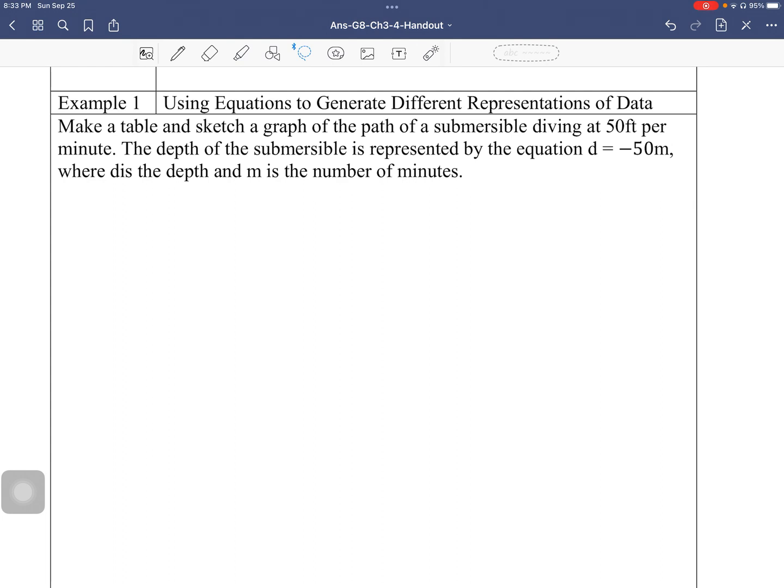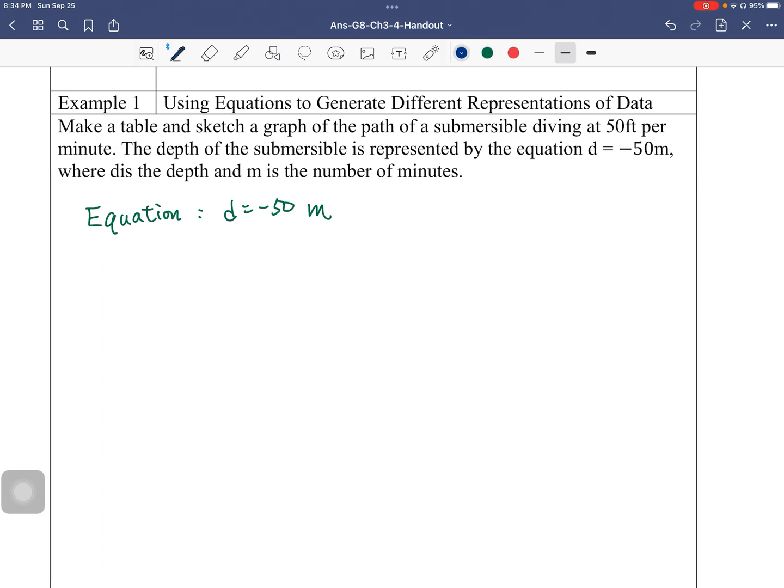Number one, we want to make a table and sketch a graph of the path of a submersible diving at 50 feet per minute. The depth of the submersible is represented by the equation d equals negative 50 m, where d is the depth and m is the number of minutes. So my representation as an equation is d equals negative 50 m.